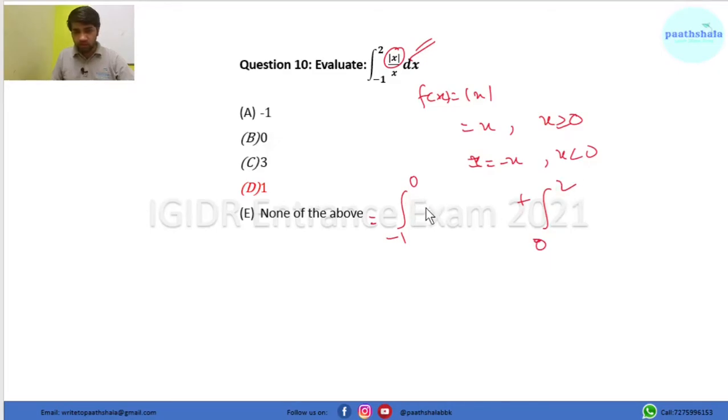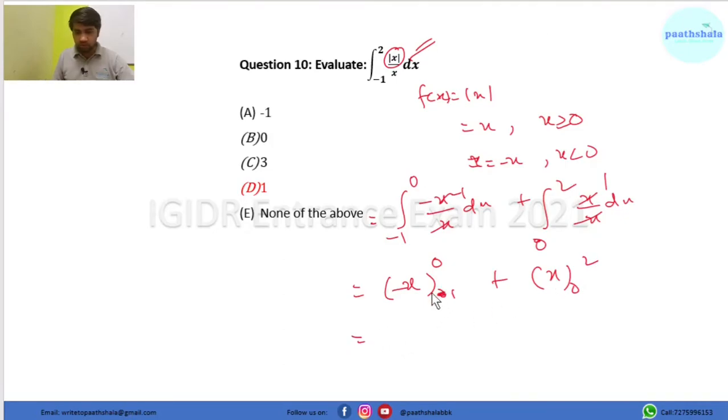Here in this range, as it is negative, this is minus x upon x dx, and here it is x upon x dx. So x and x get eliminated, this will come out to be -1. Here x and x get eliminated, it comes out to be 1. So integration will come out to be minus x, and the limit will go from -1 to 0. Here it is also x, and the limit will go from 0 to 2.